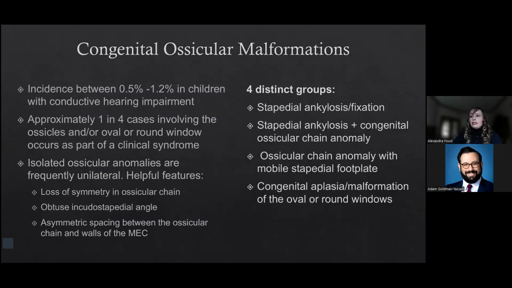The congenital ossicular malformations are sort of classified into 4 groups. And that tends to be related to the mobility of the stapes footplate and the ossicles that are involved. So you can have just stapedial fixation as its own group. That's going to be one that we really don't image very well. It's going to be much better determined by the ENT. You can have stapedial ankylosis, which is associated with other congenital ossicular anomalies, so we would be able to see some of these other anomalies. You can also have ossicular chain anomalies with a mobile stapes footplate, and you can have aplasia or malformation of the oval and round windows.